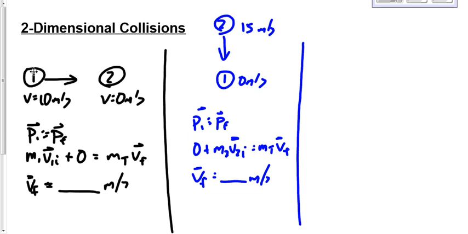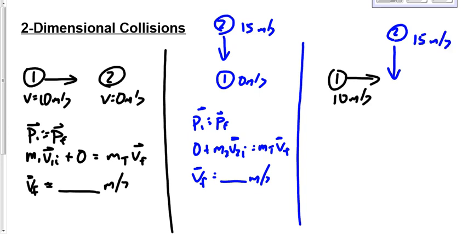What if we see a question where car number 1 or ball number 1 or whatever it is moving to the right at 10 meters per second, and ball number 2 at the same time is moving downward this way to the south at 15 meters per second. They collide right here, and then they stick together. Where are they going to go if they stick together? Where are they going to go?